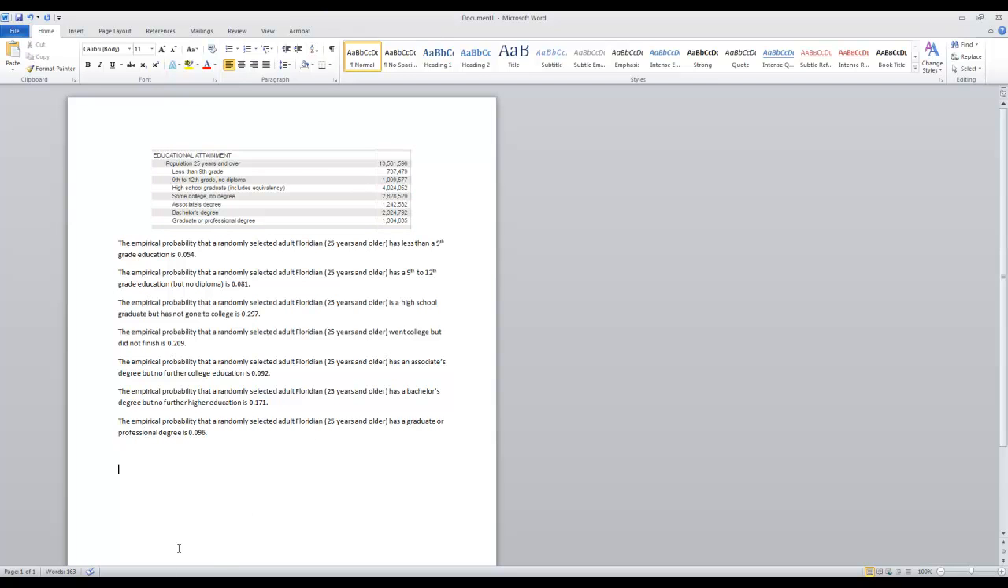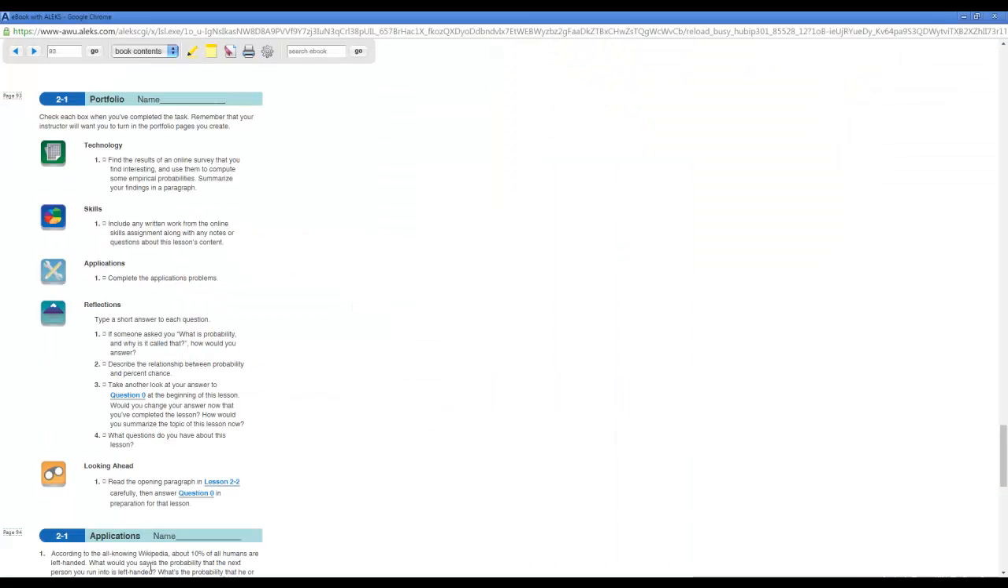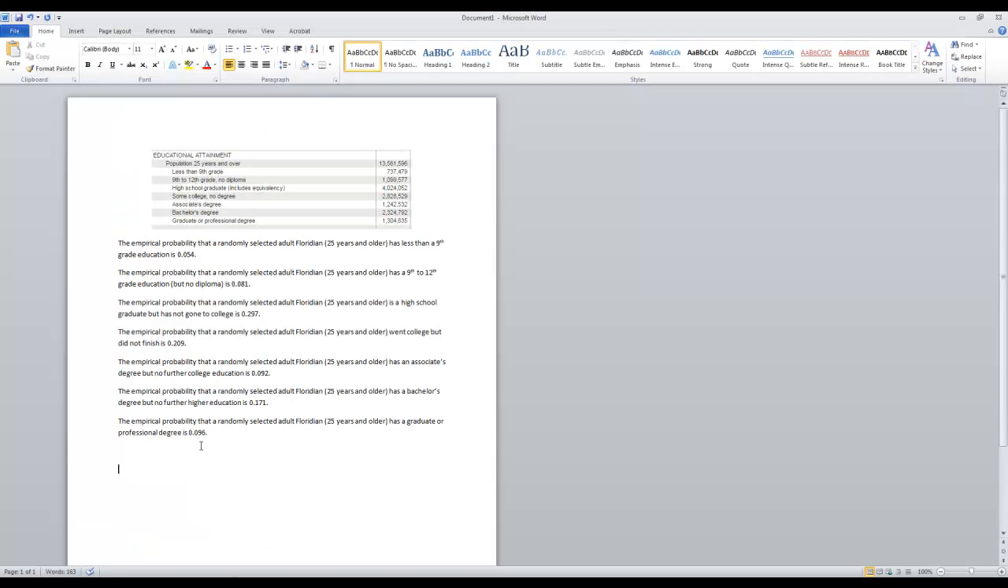Let's double check, I guess, to make sure I didn't overlook anything. Go back to the ebook here. Find the results of an online survey and then use them to compute empirical probabilities. Summarize, in a paragraph. Well, we didn't write a paragraph. Okay, so your job is to write a paragraph summarizing the information listed above. It doesn't have to be anything major here, but that's your job.